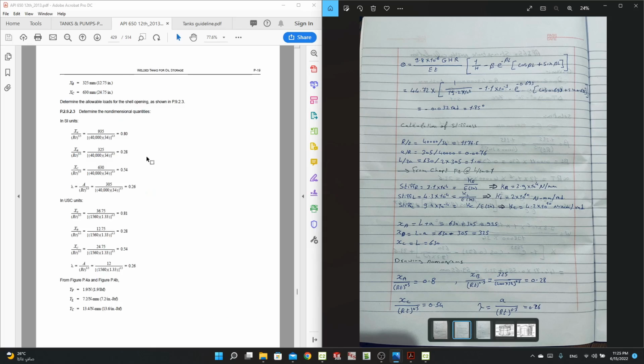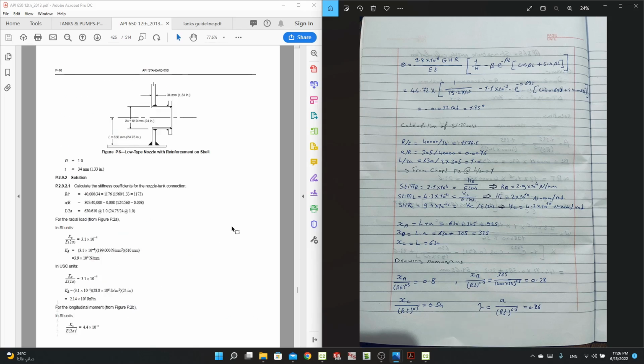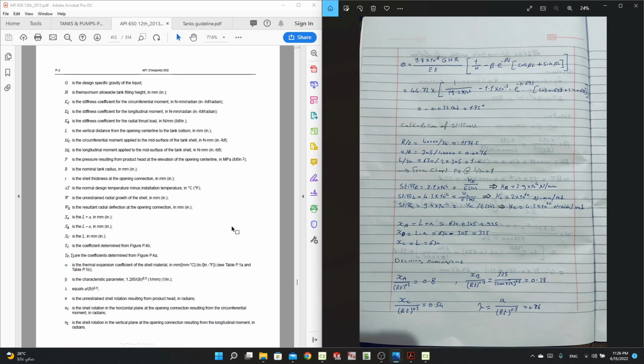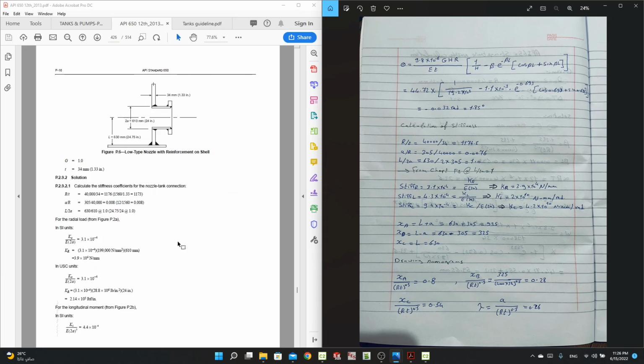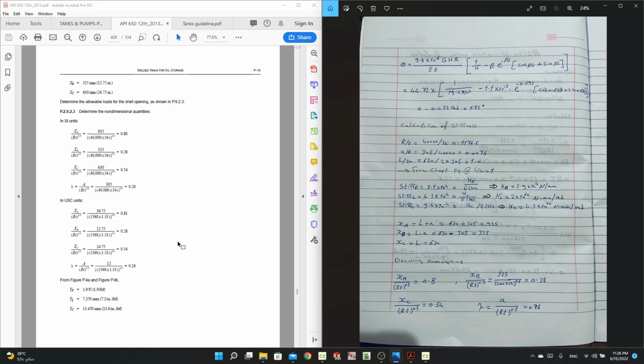So after that, we will start to calculate the non-dimensional parameter, which is xa divided by radius times the thickness under the square root. The same here, and we will calculate lambda. Lambda is a non-dimensional parameter. It doesn't mention any name for it. Okay.